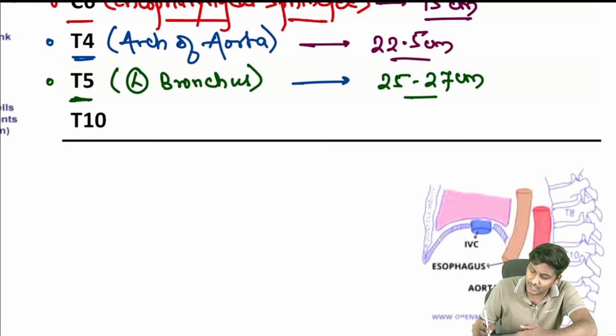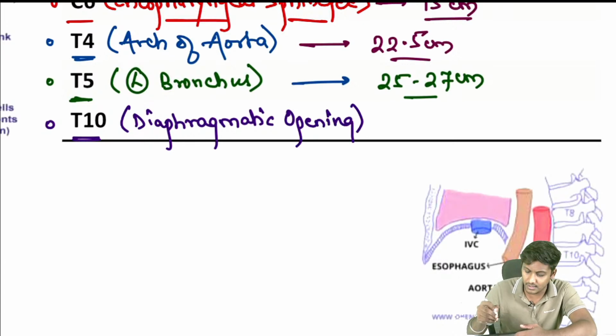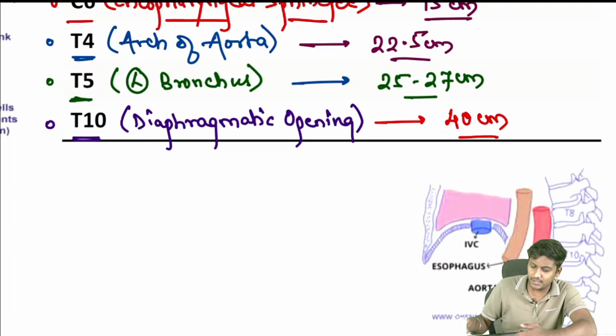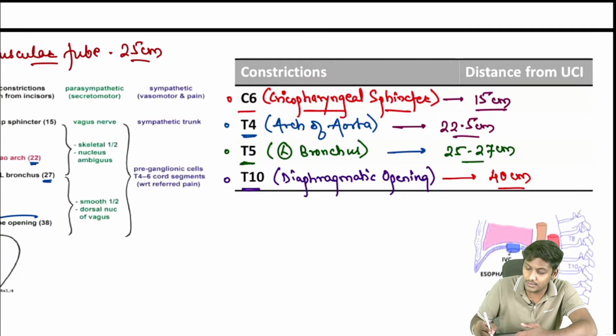And the last constriction that you have to remember is at the level of T10. This is when the esophagus passes via the diaphragm, the diaphragmatic opening for the esophagus, and that compresses the esophagus. It is 40 centimeters away from the upper central incisors. It is very important for us in endoscopy; you have to be aware of these constrictions.